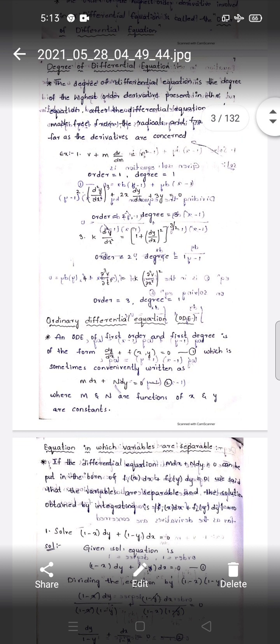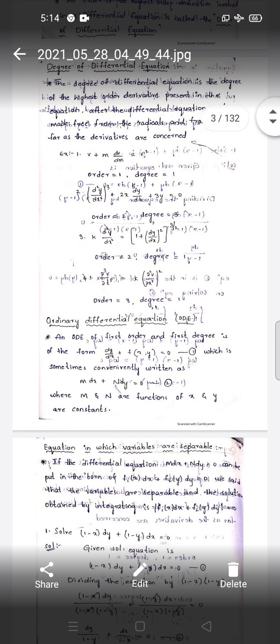Sometimes it is written as M dx plus N dy is equal to 0. So this is also an ordinary differential equation. In these equations, M and N are functions, and x and y are the variables.